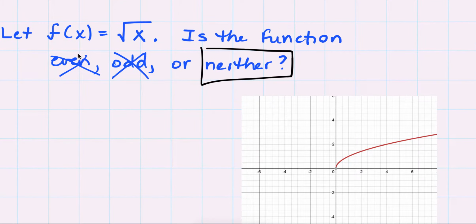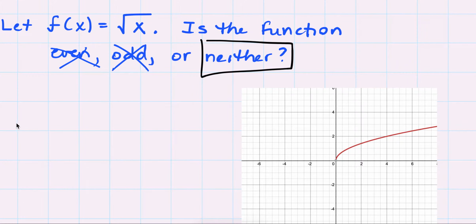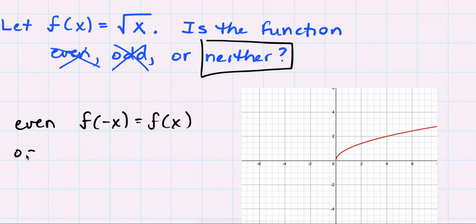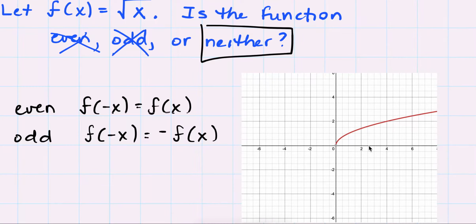Now let's look at the equation. Remember that we have an even function if for every x in the domain, negative x is also in the domain, and f of negative x is equal to f of x. And we have an odd function if f of negative x is f of x times a negative. There's something interesting about this. Notice that we don't have anything pictured over here because we can't put negatives in the square root.